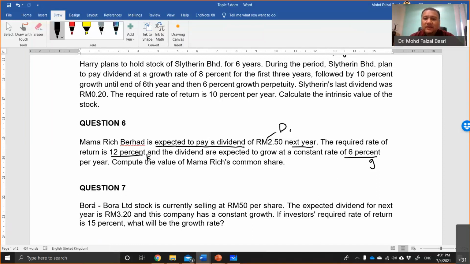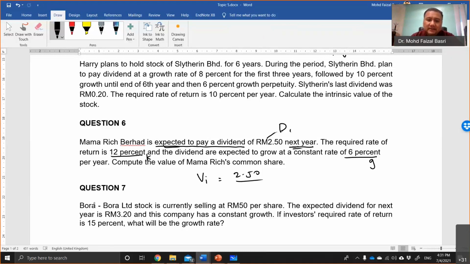So compute the value of Mama Rich common share. Okay, the same formula, but this time around, this 250, you don't have to multiply with 1 plus G because this is your D1 already. Okay, so how to distinguish? They use the words next year and expected to pay. So this is not yet happening. Okay, this is next year's dividend. So this is your D1 already.